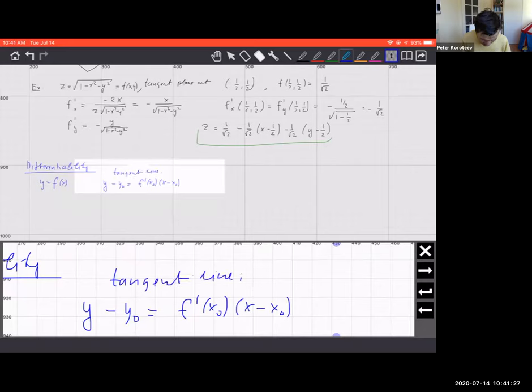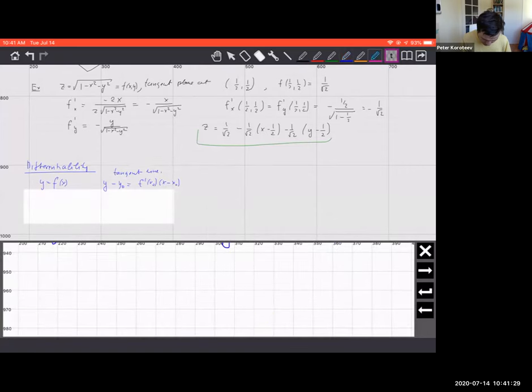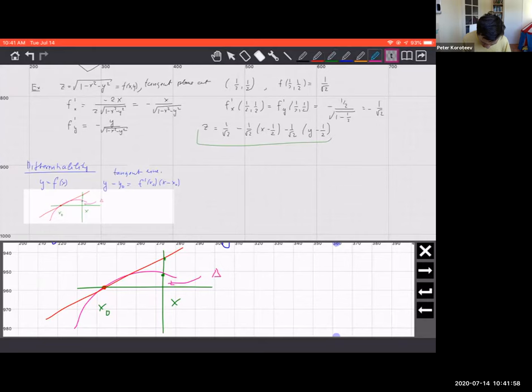And now we reproduce the curve again. So that's the graph. That's the tangent line. So we have the value. So this is x zero. This is x, and then the actual change of the function is here, right? So it's the delta y, which is the change of the function.